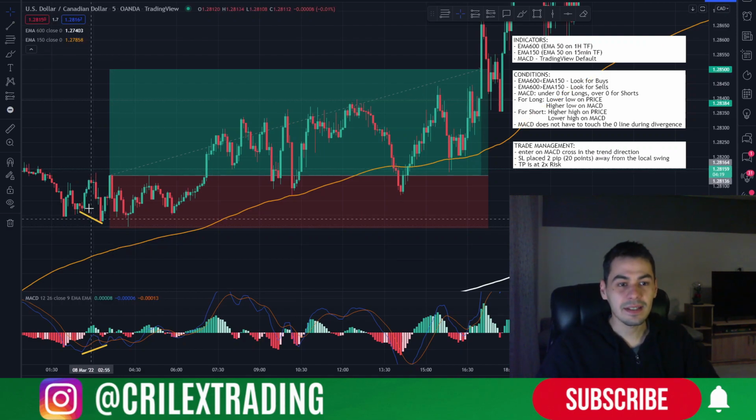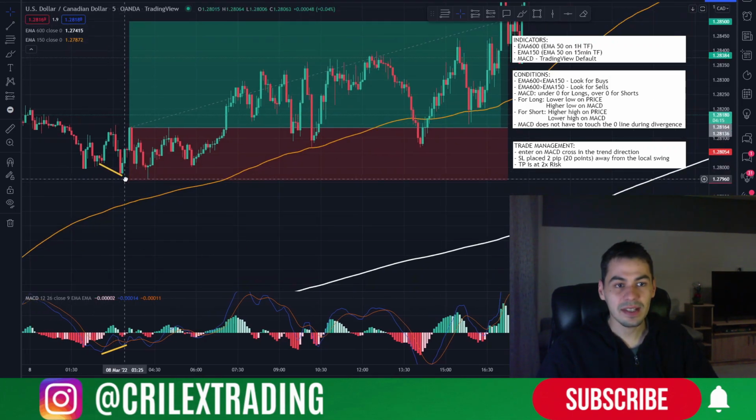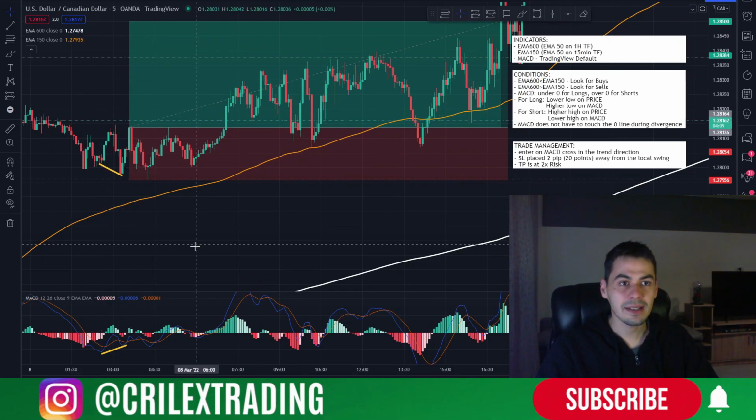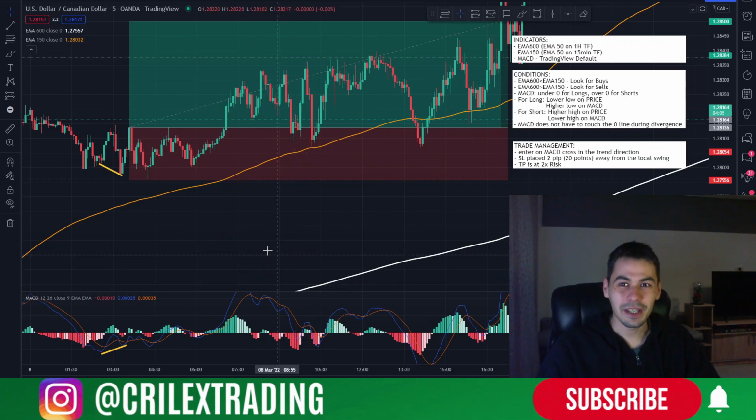Okay, this is the long example that I have for you here. So as you can see, the orange EMA, which is the 50 EMA on the 15-minute time frame, is above the 1-hour 50 EMA.